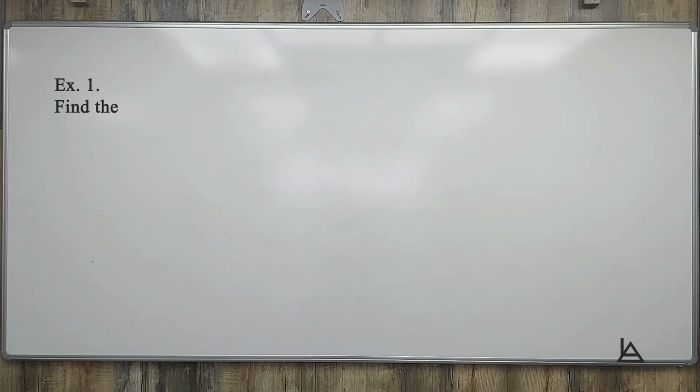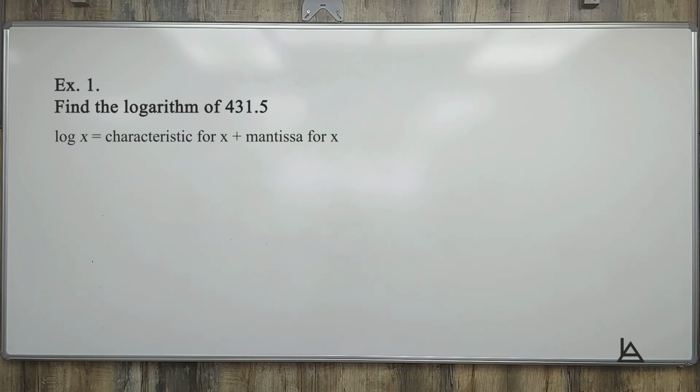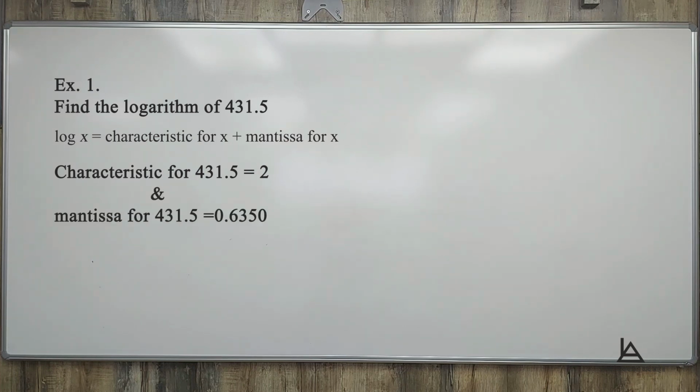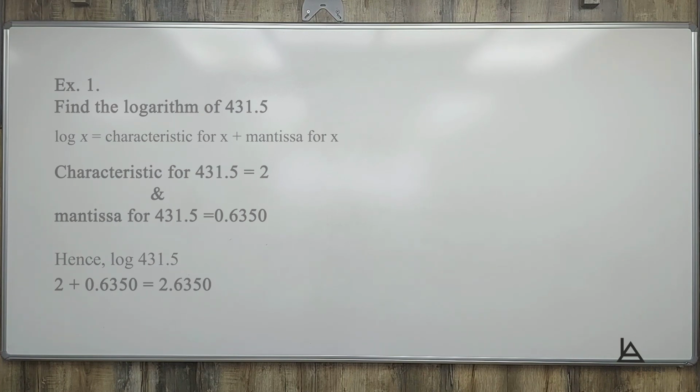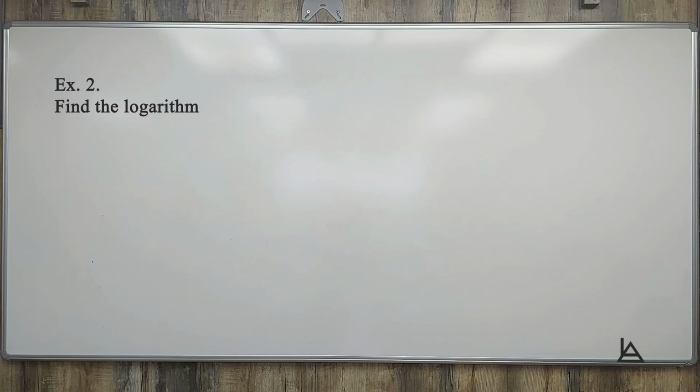Now let's try to find the logarithm of the number 431.5. As we have seen, log of x is equal to the characteristic of x plus the mantissa of x. And we have seen that the characteristic of 431.5 is 2 and the mantissa of 431.5 is 0.6350. Thus, log of 431.5 is equal to 2 plus 0.6350, which is 2.6350.